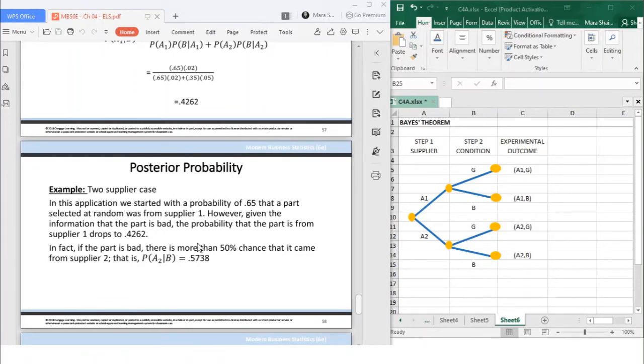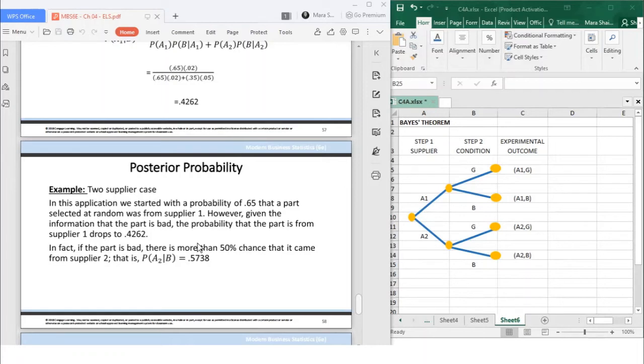Now, how do you analyze that result? In the problem, we started with a probability of 65% that a part selected at random was from supplier 1. However, given the information that the part is bad, the probability that the part is from supplier 1 drops to 42.62%.